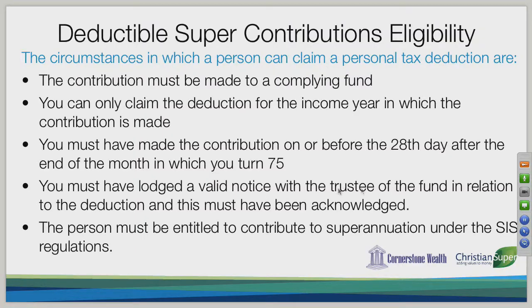So the key thing here with Mary's scenario is making sure that she's eligible to make those deductible super contributions. And the key things are these points. You must be contributing to a complying super fund. You can only claim a deduction in the year that the contribution is made, so you've got to make it in the year that you trigger the gain. You can't be 75 years of age. You must have lodged a tax return, and you must have lodged a valid notice with the trustee. That's that form that I was talking about. And you must be entitled to contribute to super. There's also a 10% rule, so you must generate only 10% of your total income from employment purposes if you want to do the Mary track, that personal deductible contribution.